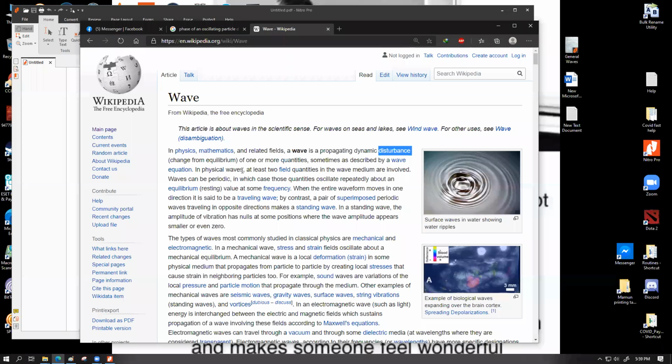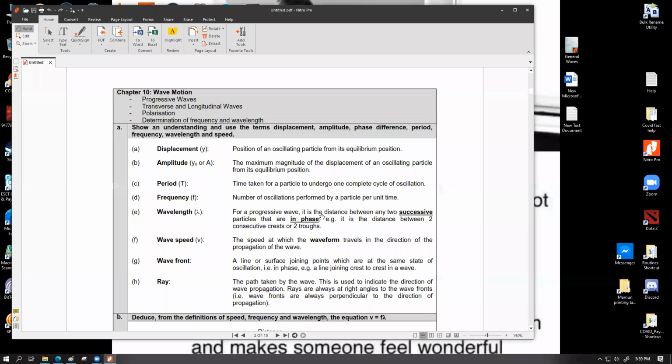In physical waves, at least two field quantities in the wave are involved. Waves can be periodic, in which case those quantities oscillate repeatedly. The wavelength in this case is defined for a progressive wave. It is the distance between any two successive wave particles that are in phase. That is the distance between two consecutive crests or troughs.